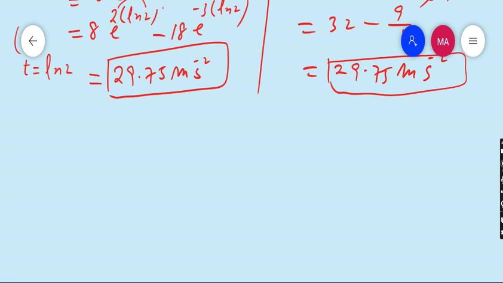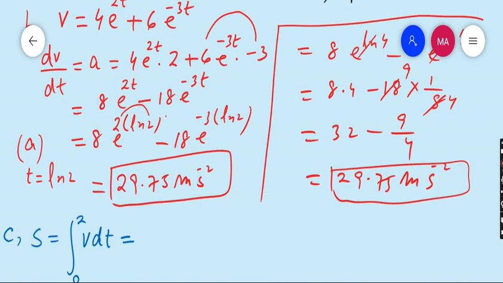So part C. Displacement is equal to the integral from 0 to 2 of v dt. What was the equation of velocity? The integral from 0 to 2 of 4e^(2t) plus 6e^(-3t) dt.